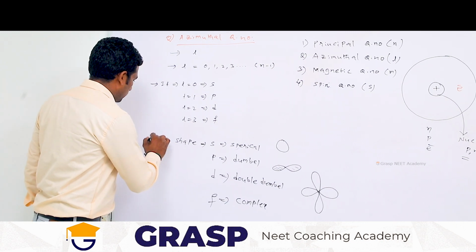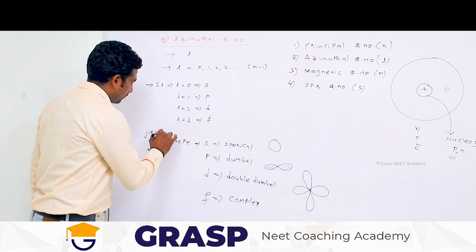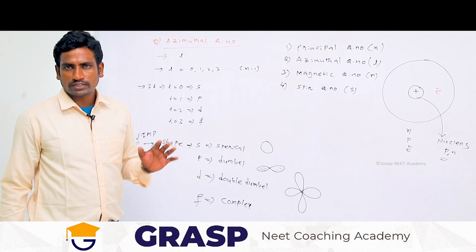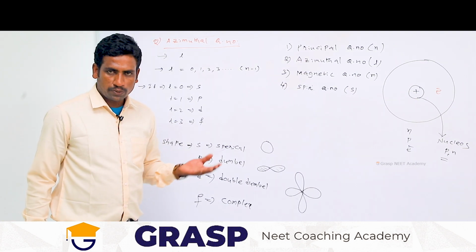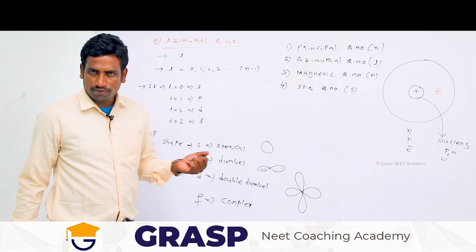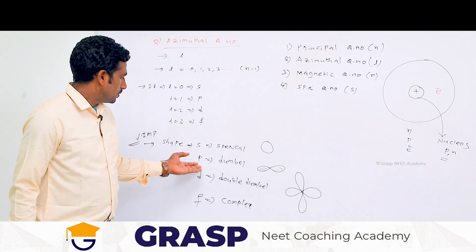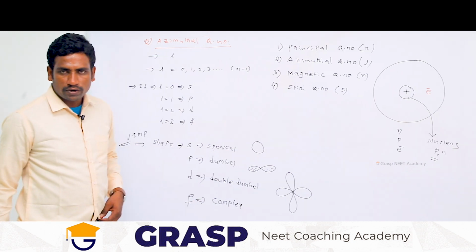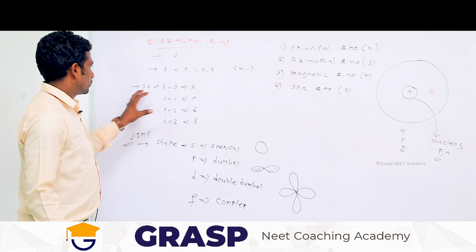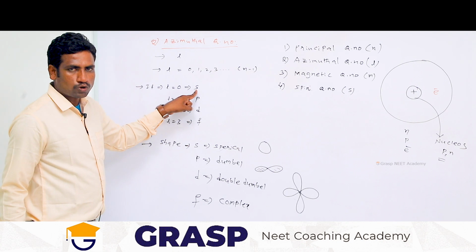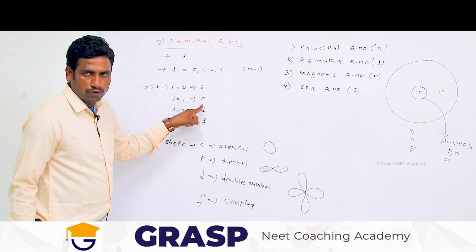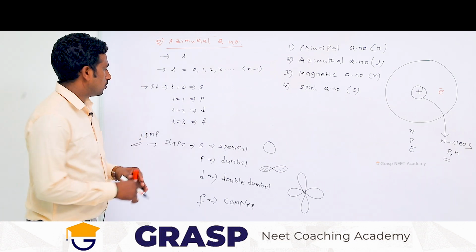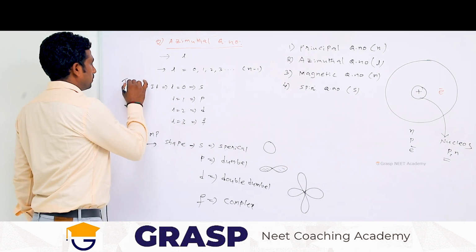It is very important from the NEET point of view. They will ask the question, what is the shape of the s orbital, s subshell? What is the shape of the p orbital, p subshell? P orbital means dumbbell shape, d orbital means double dumbbell shape, and f orbital means complex in shape. So l is equal to 0 means s orbital, l is equal to 1 means p orbital, l is equal to 2 means d orbital, l is equal to 3 means f orbital. This information you also need to remember.